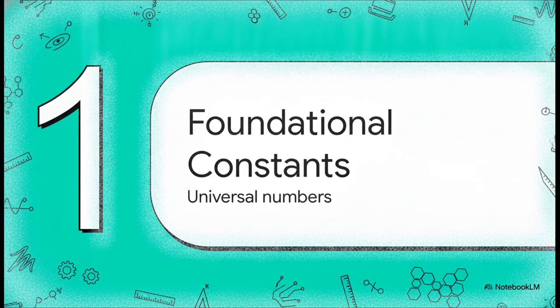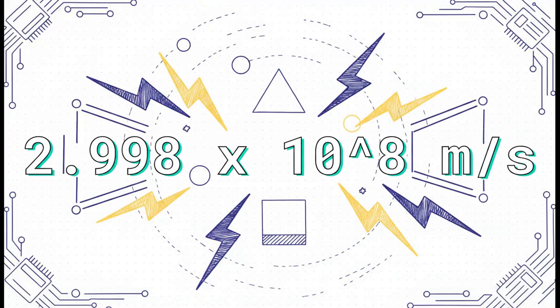Section 1. Foundational constants, the universal numbers. We're talking nearly 300 million meters per second, the speed of light in a vacuum. It's essentially the universe's ultimate speed limit, or its absolute cheat code. In the realm of physics and electronics, you just can't negotiate with these constants. They're the fixed boundaries within which all of our electronic engineering must take place.